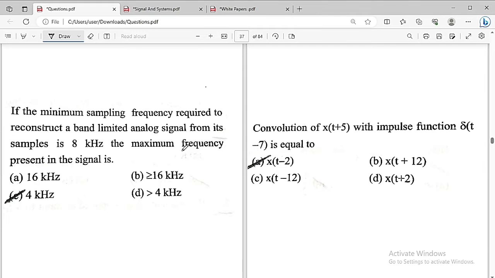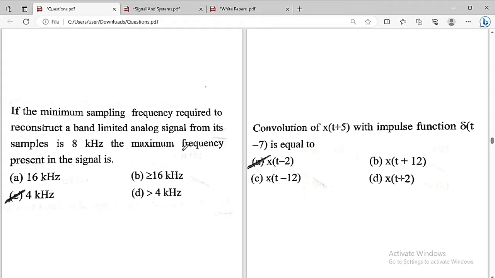Now we are going to solve the other question. See the question here. If the minimum sampling frequency required to reconstruct a band-limited analog signal from its samples is 8 kHz, the maximum frequency present in the signal is. So in this question they are saying that the minimum sampling frequency is 8 kHz. Then what is the maximum frequency which is present in the signal? We need to figure out.